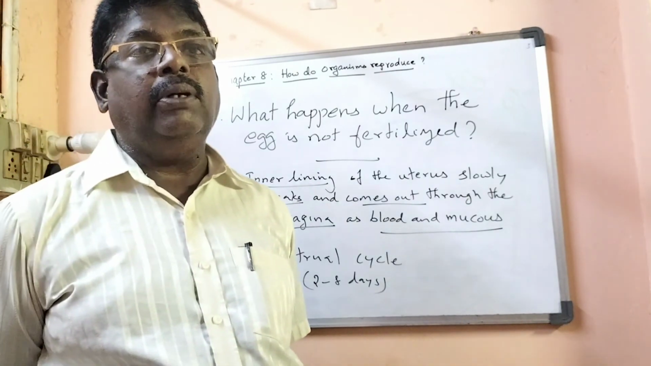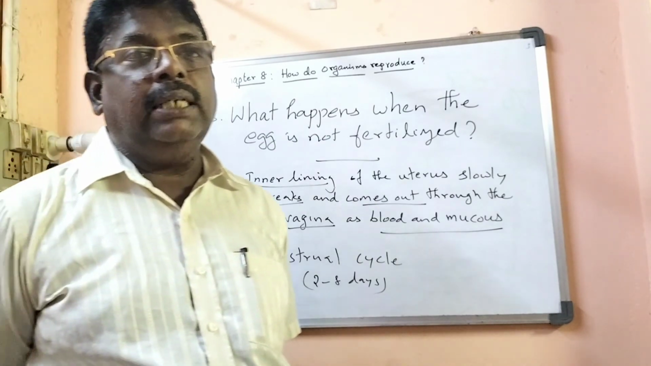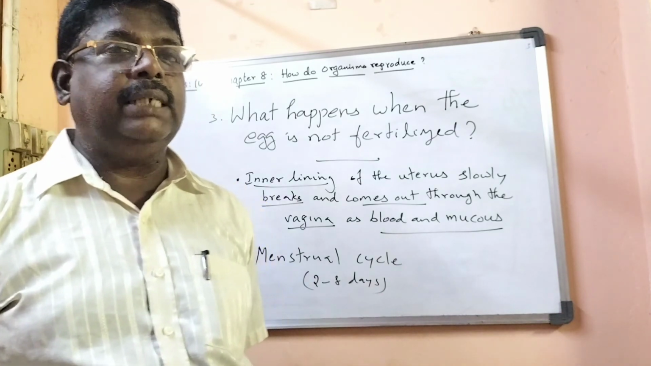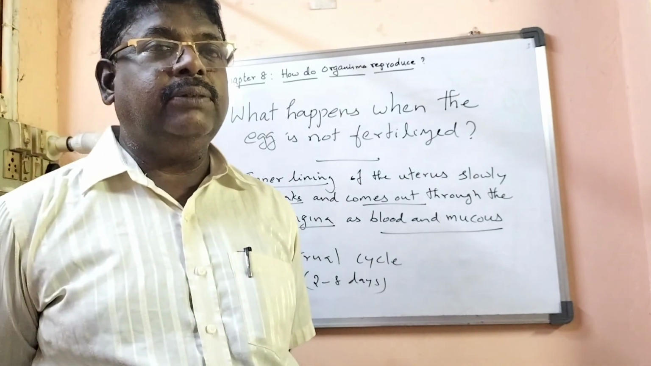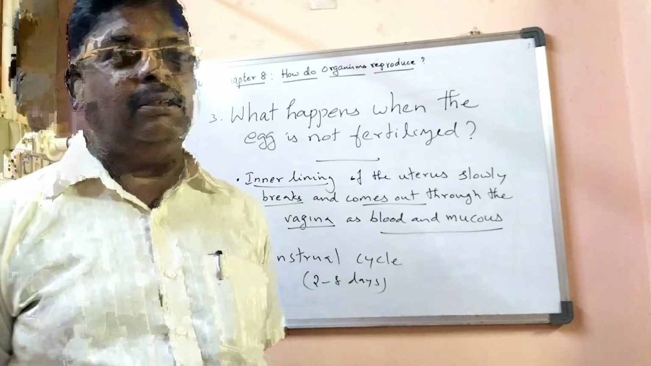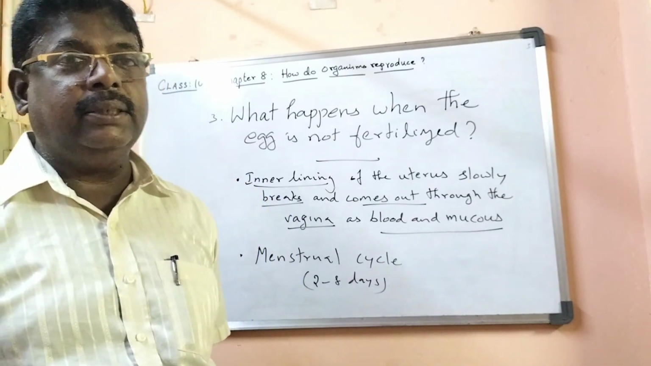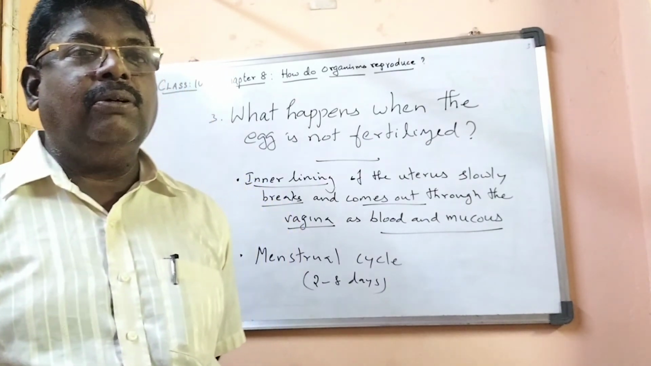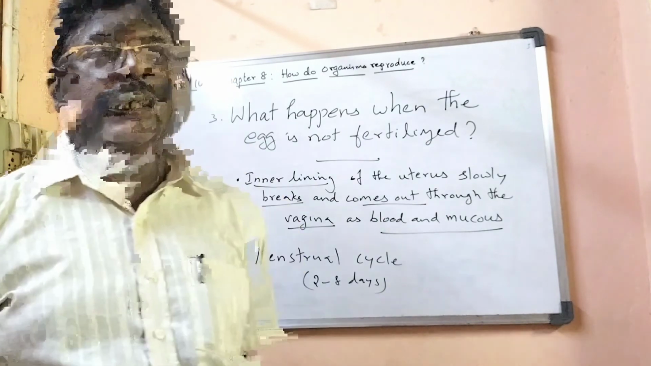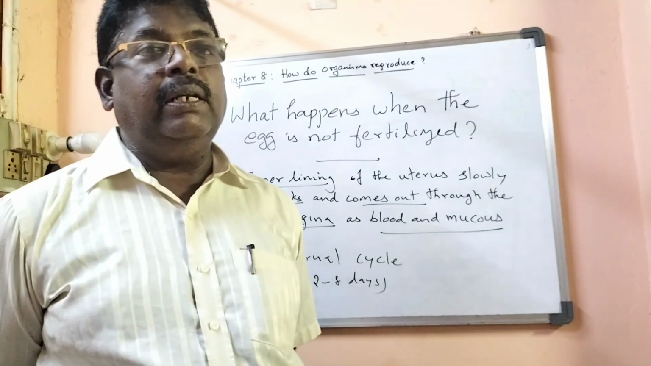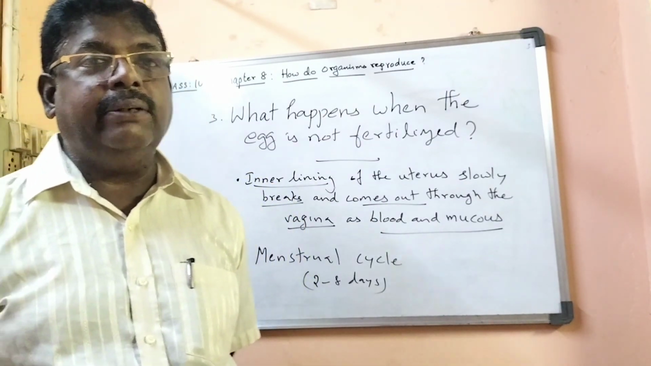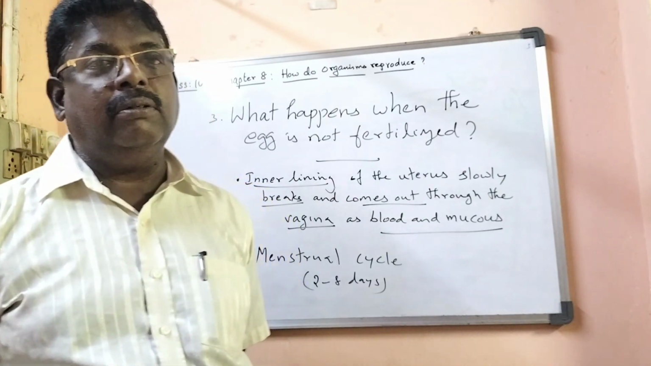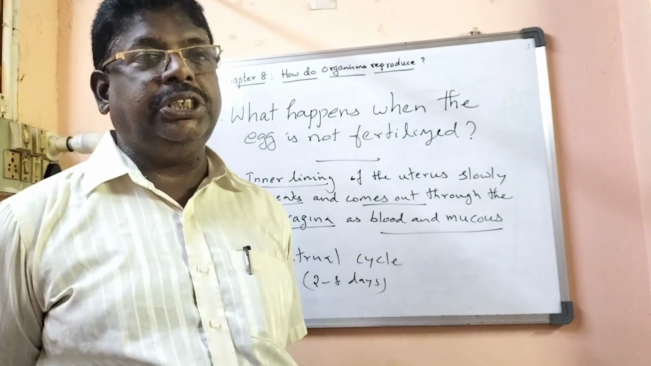This is said to be menstruation. As it occurs periodically, it's called the menstrual cycle. It will last for about 2 to 8 days. So what actually happens is, when the egg is not fertilized, the lining of the uterus will slowly break and come out as blood and mucus through the vagina. This process is called menstruation.